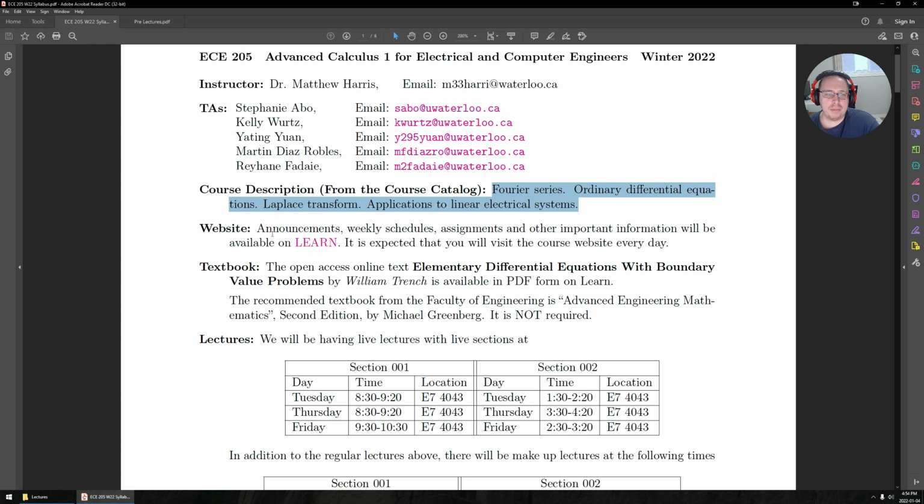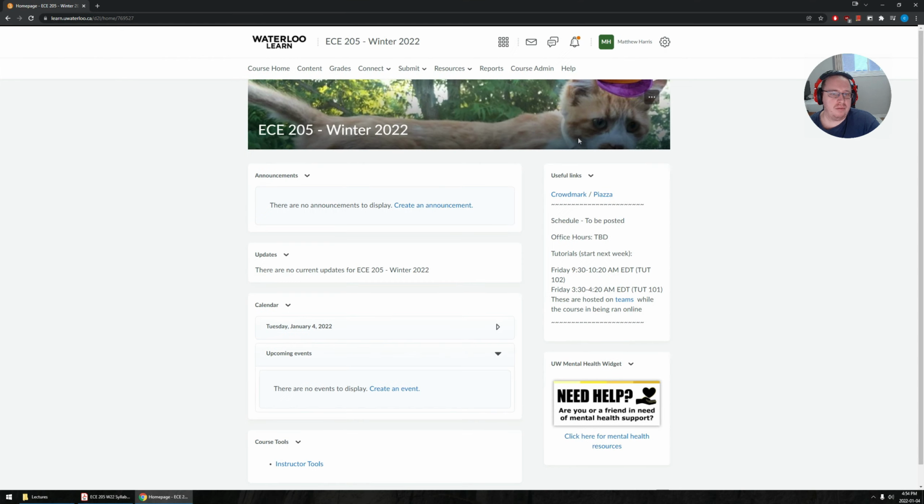Okay, so our website: we will primarily be using Learn as our main website. You should be familiar with Learn already, but you are expected to check on it every day. Here we have our banner of Marmee the cat, and a few things I want to point out. I added this useful links widget. While we are online, this widget will be updated regularly, like every week, just to help you keep track of the course. Every week we will have a weekly schedule, which I'll talk about briefly. And here you can see where the office hours are and information about tutorials.